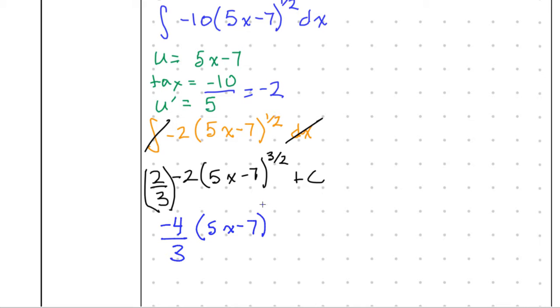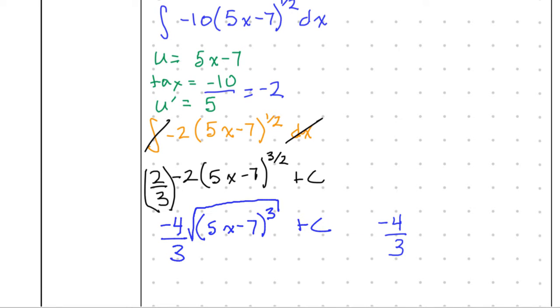Turn it into a radical form. 5x minus 7 to the power of 3. Yep. And then the square root of everything that's not the negative 4 over 3, plus c. Yep. So you can write it that way, or you could have written it this way. Negative 4/3. So this is exactly the same.